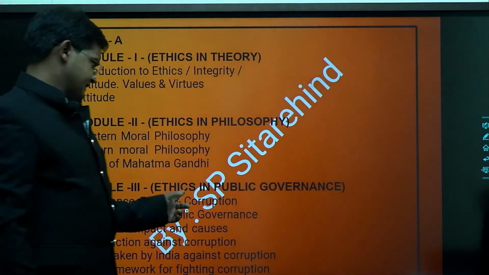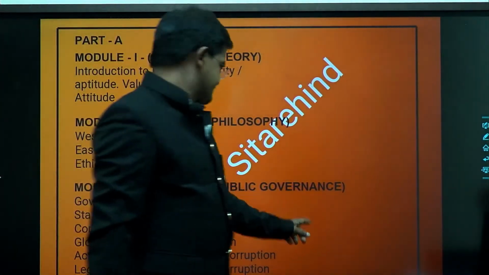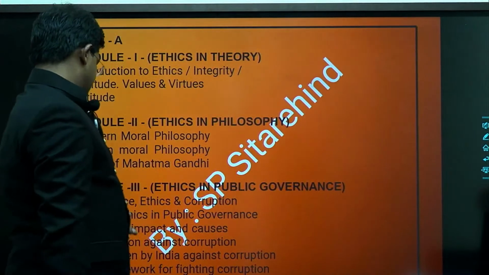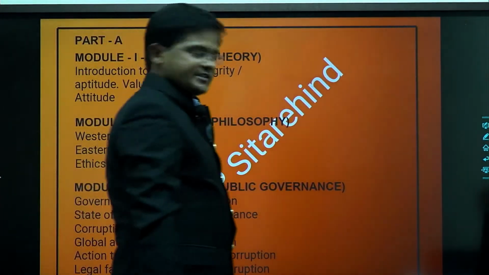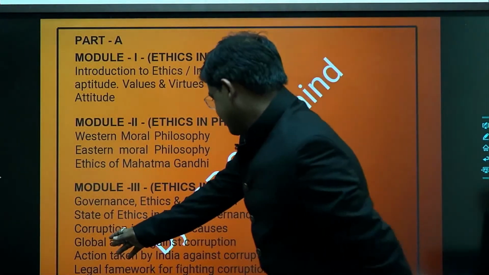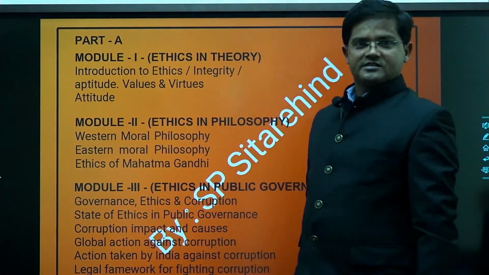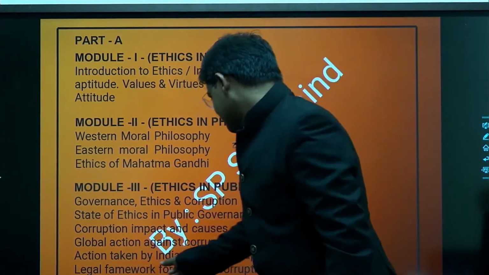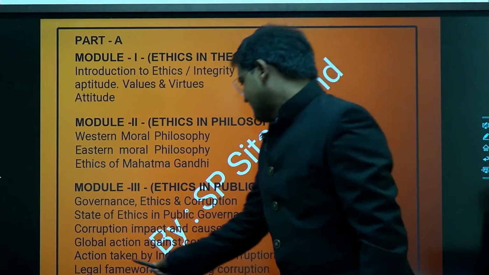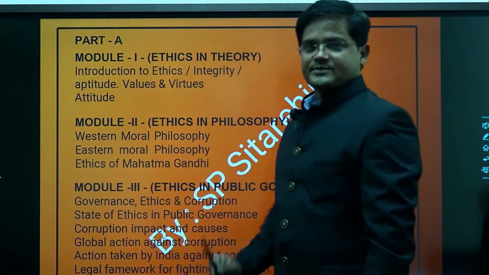Module third, ethics in public governance. Under it we will discuss governance, ethics and corruption, state of ethics in public governance, global corruption impact and causes, global action against corruption, action taken by India against corruption, and legal framework for fighting corruption.